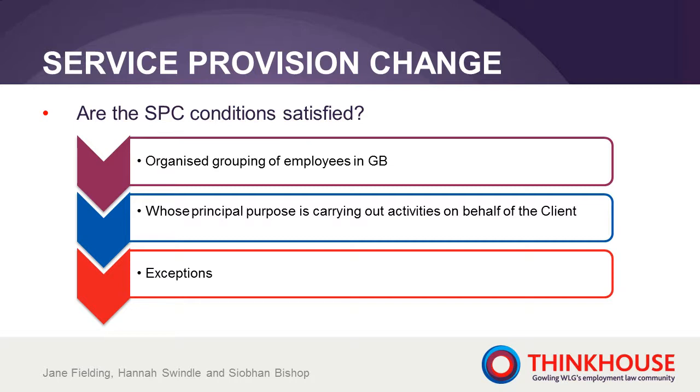So it's not just enough if the employee happens to be in a group carrying out work for a particular customer by circumstance or accident. The group has also got to be in Great Britain. But it's important not to forget about employees based overseas, because you could still have an employee assigned to an organised grouping that you have based in Great Britain. Finally, you've got to check whether any of the exceptions set out in TUPE apply.